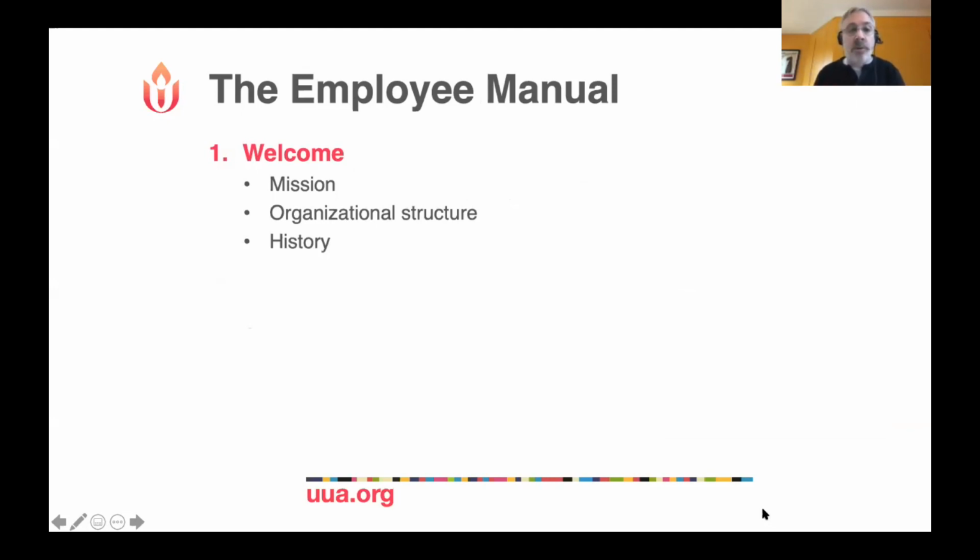Some sort of welcome to your employee, our mission, what's the organizational structure. The organizational structure may be opaque to your staff, so it's nice to be able to spell that out. Who reports to who? How does the board interact with the minister? Is policy governance in place? Do you have modified policy governance? Do you have some other structure in place that may help your staff understand all of the different committees and boards and task forces that may exist in the congregation? And what's a short history of the congregation? Help them understand that as well.